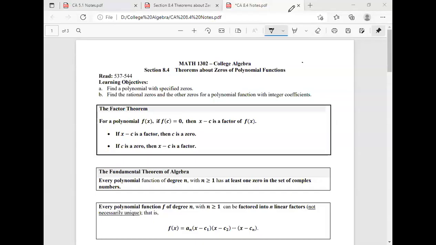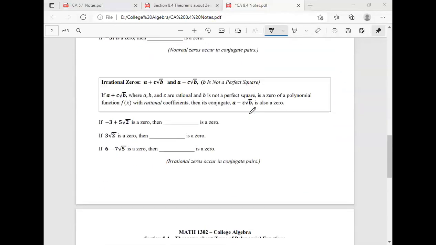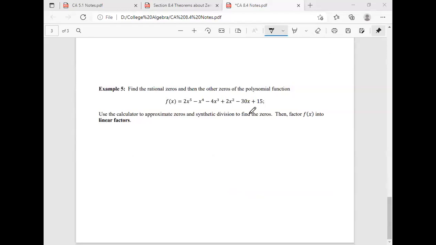We were on 8.4, all the way to the last problem, example 5. And example 5 was a little bit difficult. It said, find the rational zeros and then the other zeros of the polynomial function. And it gave us this polynomial. We do have an x to the 5th, an x to the 4th, an x to the 3rd, x squared, x to the 1st, and so on and so forth.